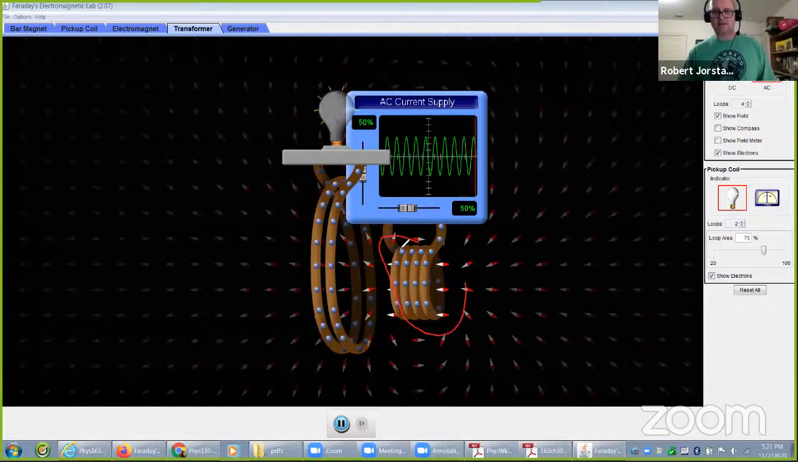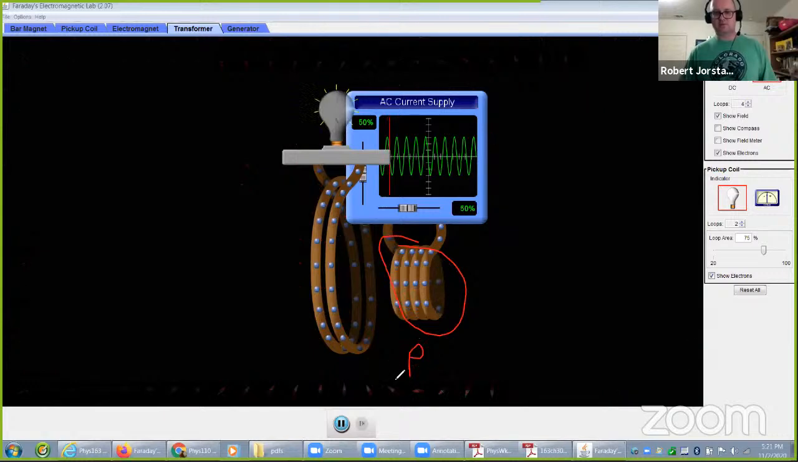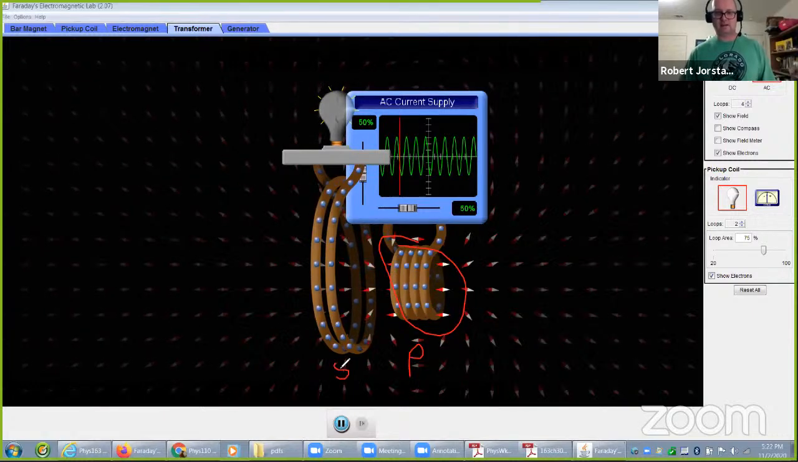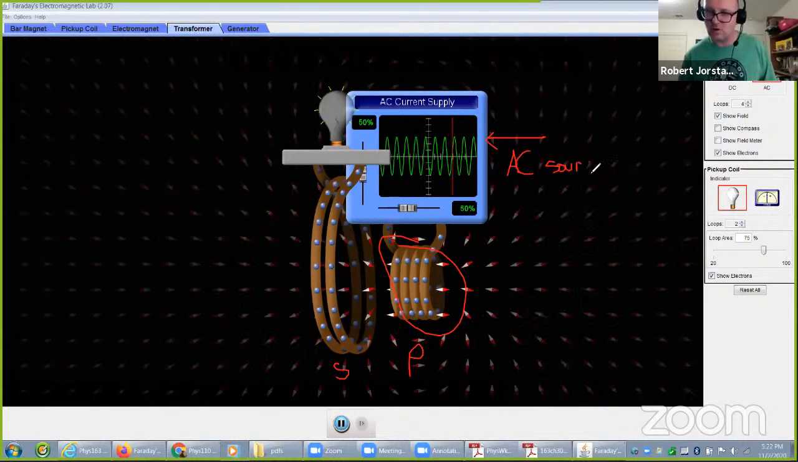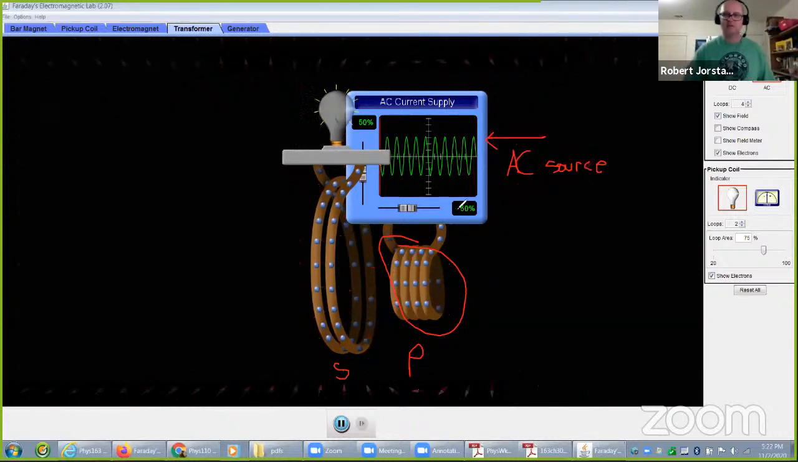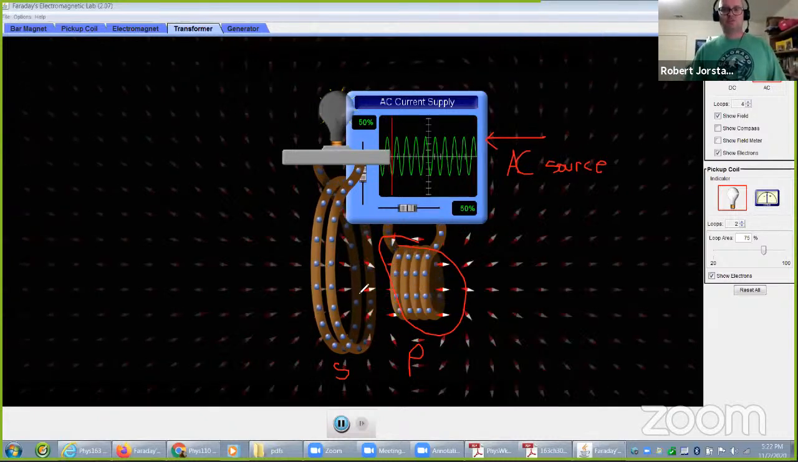This coil right now is called the primary. So I'm just going to put a P next to that. This one is called the secondary. This is called the AC source. It's basically a wall socket. Okay. We have an AC source voltage. We will learn more about this in chapter 31, so don't try to get too far ahead of yourself here. But the idea is we're changing the flux.